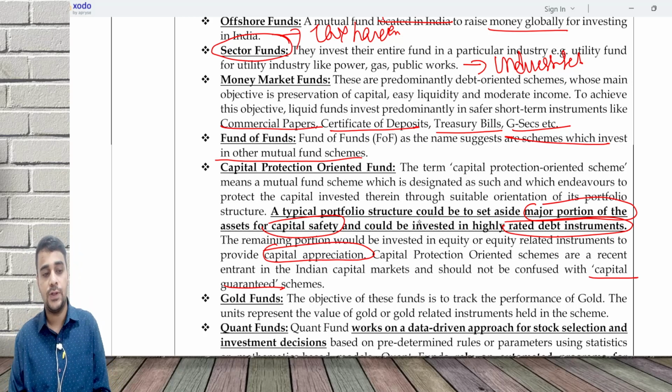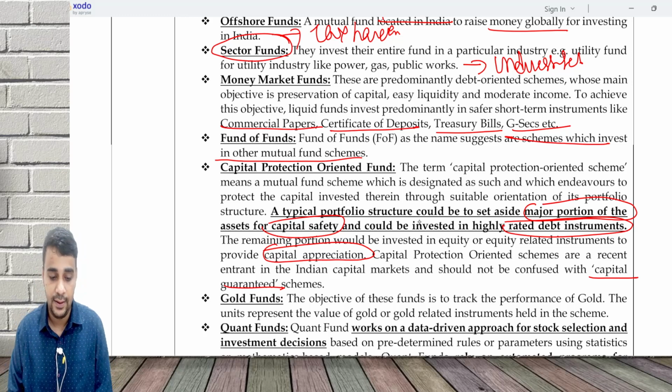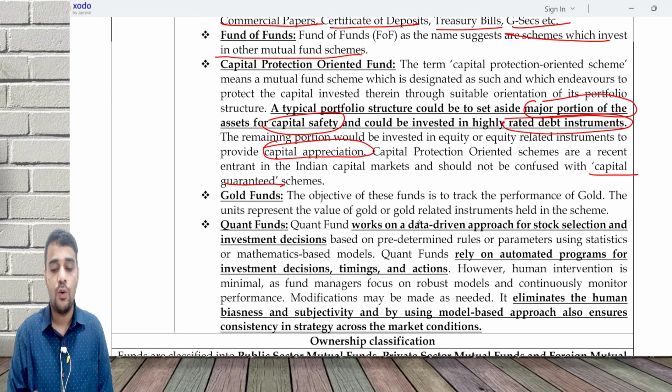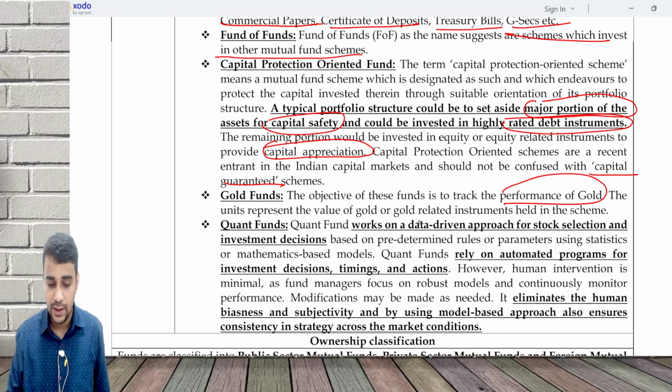In a fixed deposit, your capital is almost guaranteed. Gold funds, the name explains, will invest in gold. It is going to invest in the value of gold or gold related instruments. Quant funds, this is something which is rapidly growing in the practical world.